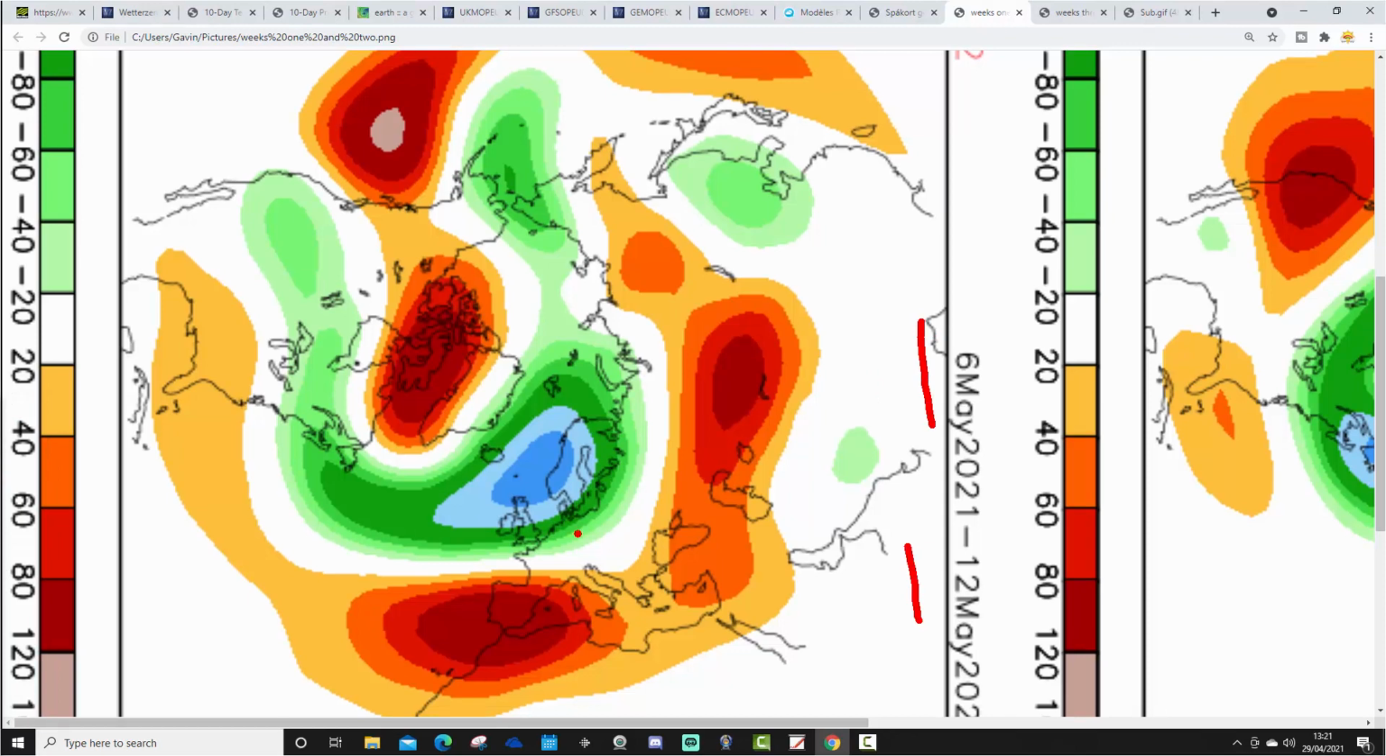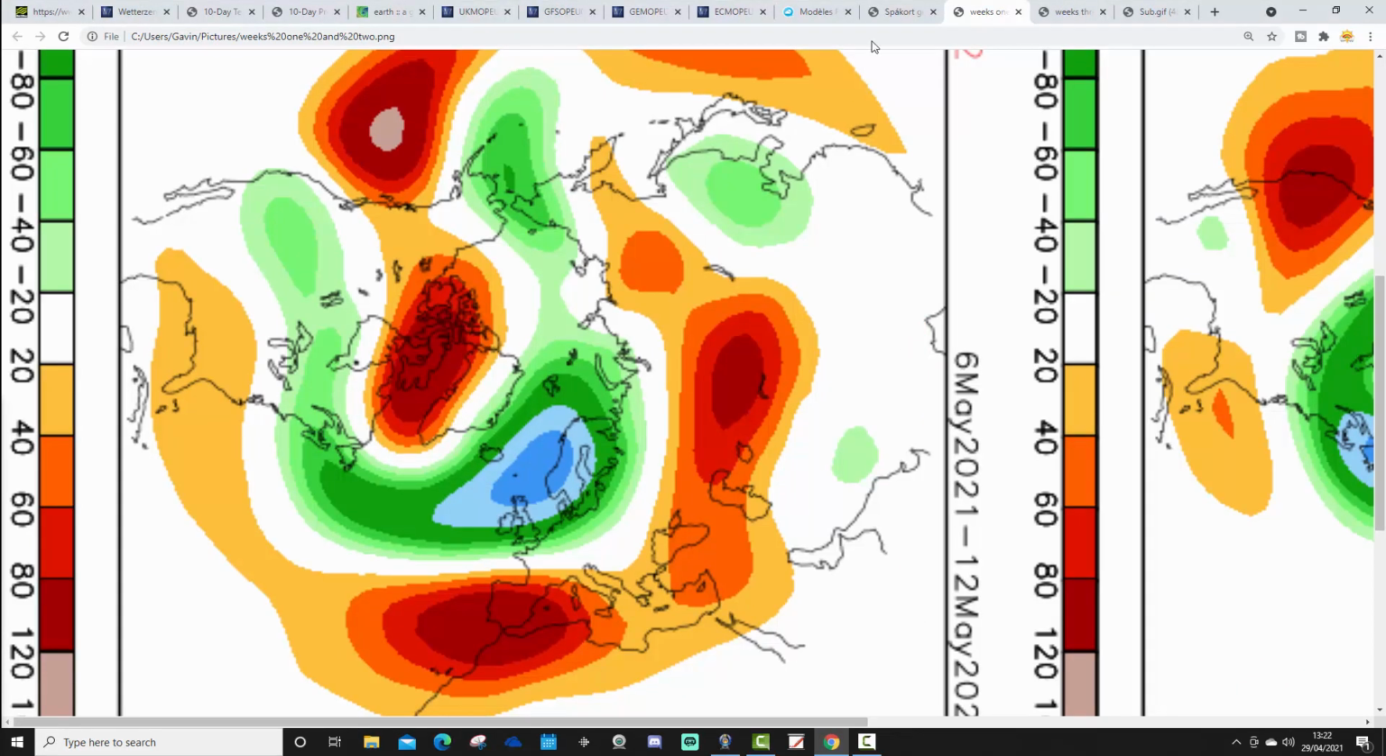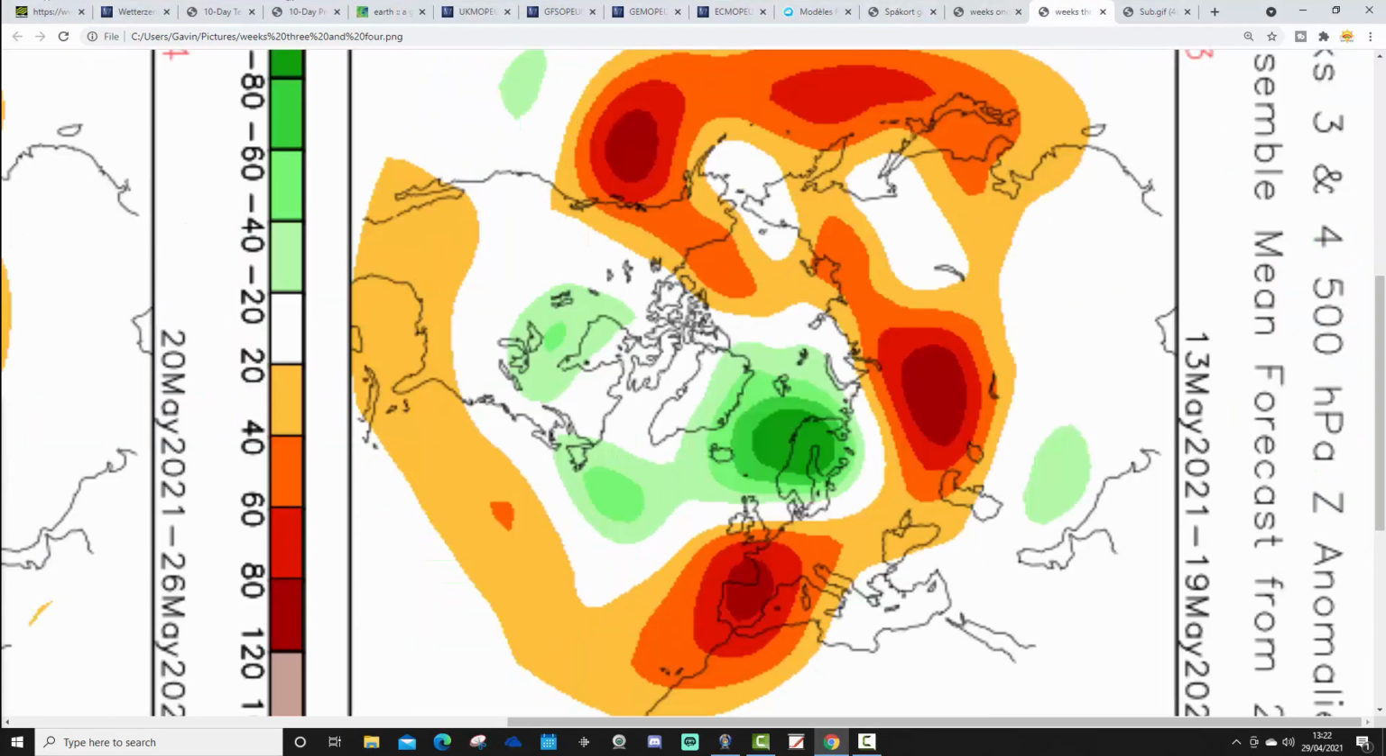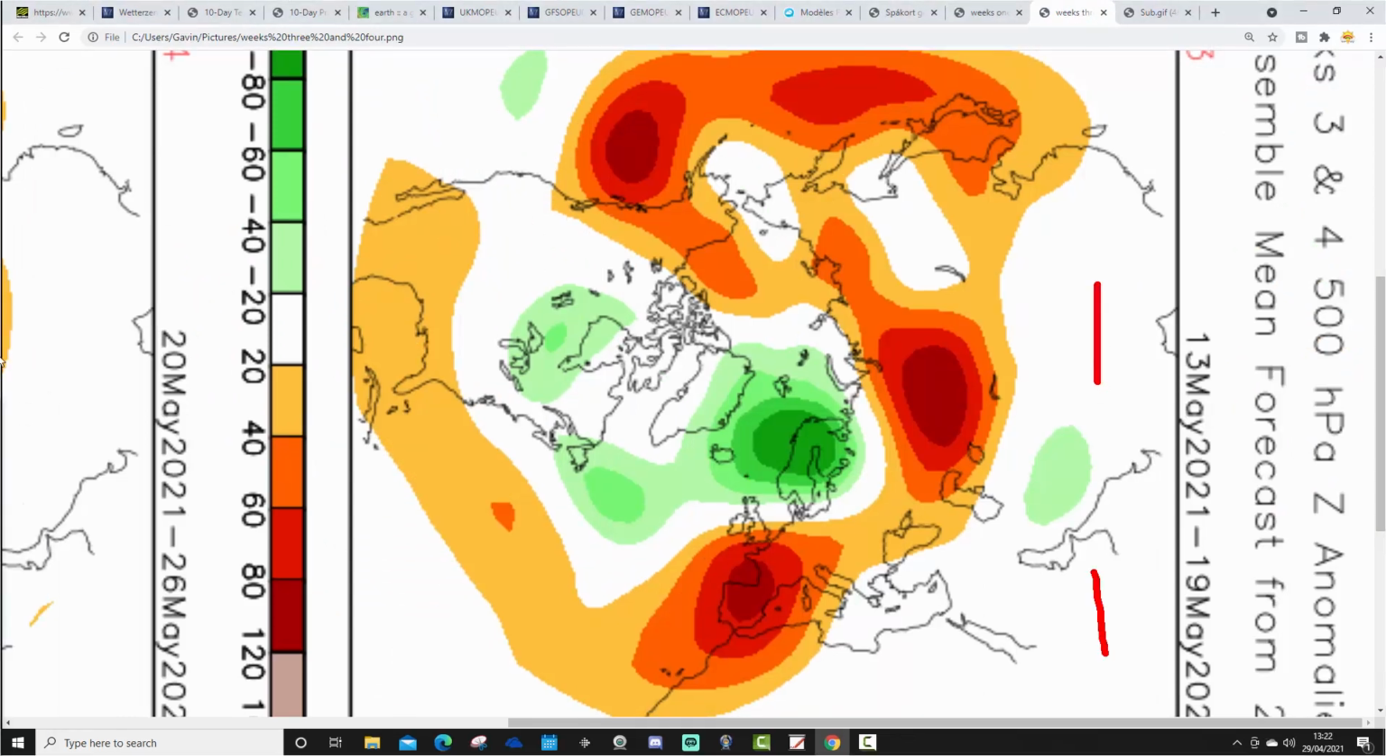This is the 6th to the 12th of May. Again, deep low pressure to the north of Scotland. In come those strong westerly winds, so wet, windy and unsettled for the second week of May too. Go through to week 3, which is going to be the 13th to the 19th of May. Signs of a change though.